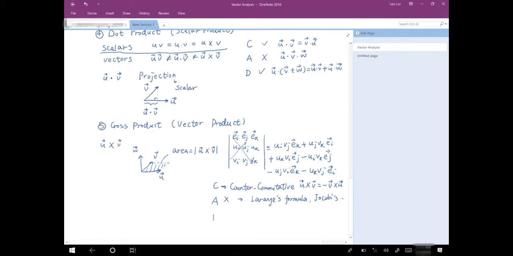And D, distributive. This one is valid. So for example, if we have the product between U and the addition of V and W, this one equals U cross V plus U cross W.